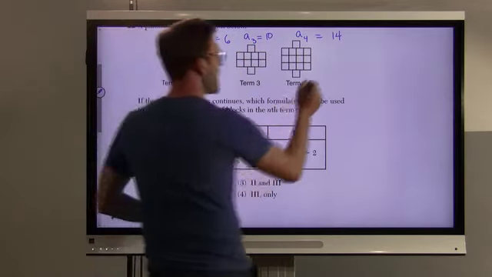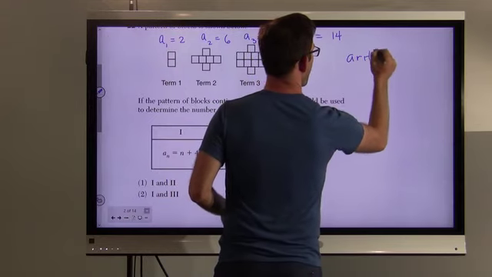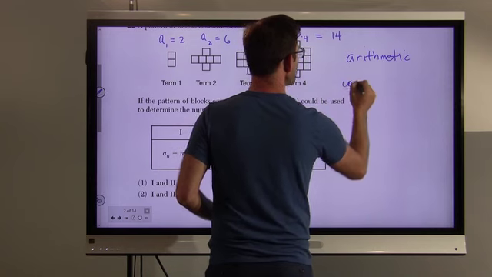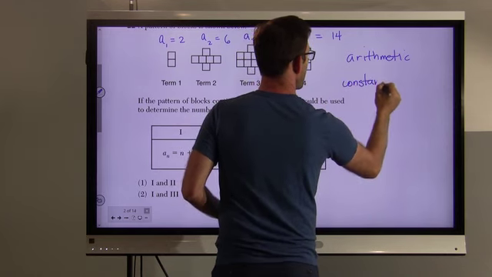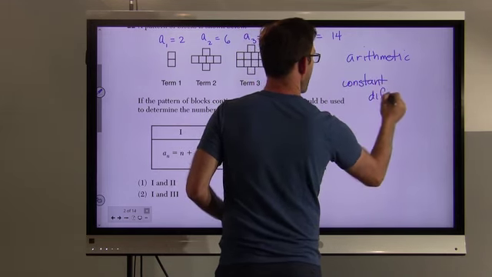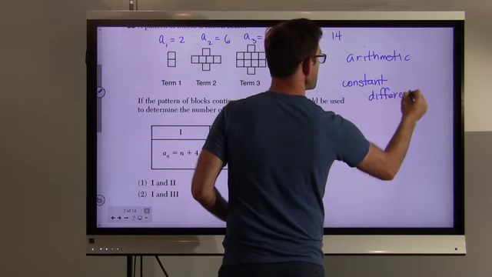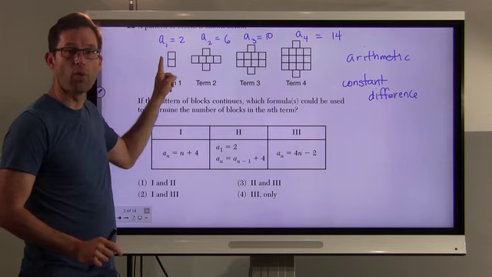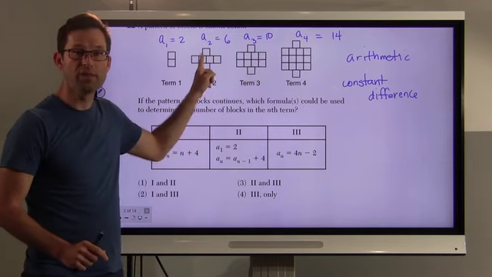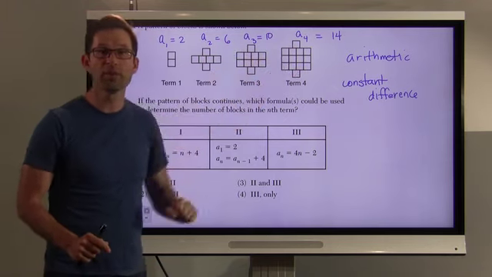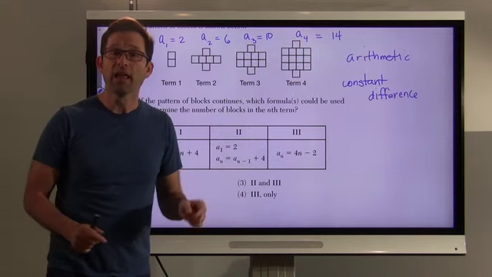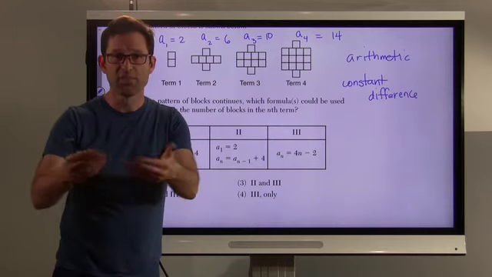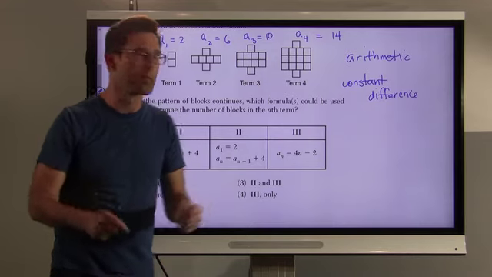This is what's known as an arithmetic sequence that has a constant difference. All right, and a constant difference means if I take this and I subtract this, I get 4. If I take this and I subtract this, I get 4. If I take this and subtract this, I get 4. Right? It's the number I have to add on to get to the next term in my sequence.